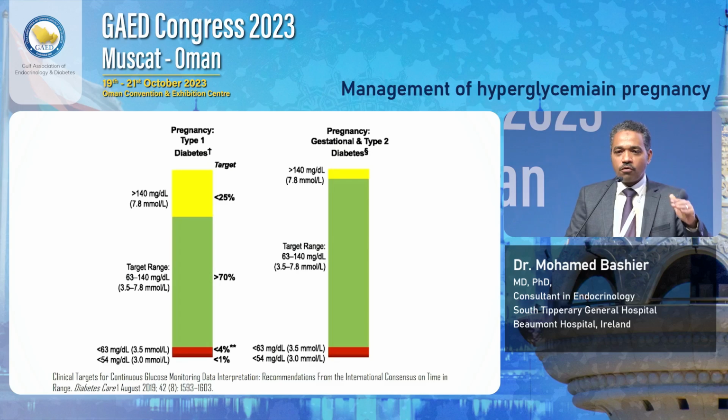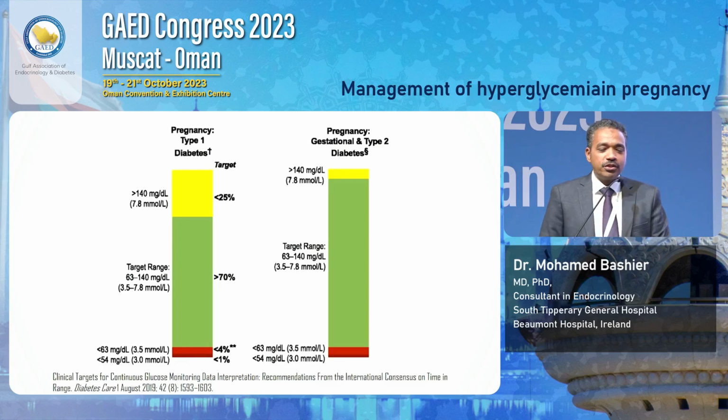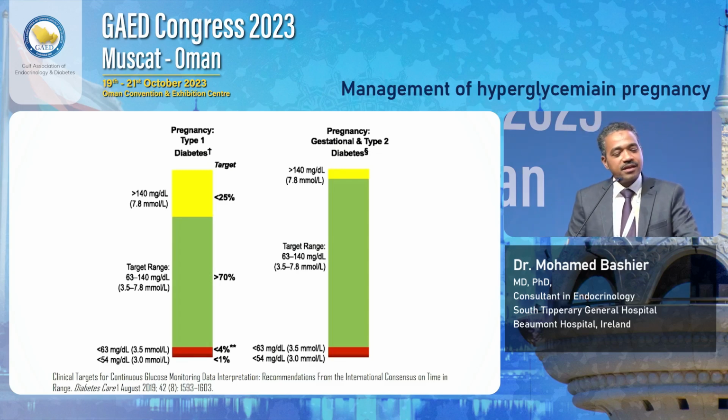All our type 1s are offered the CGMs. The consensus guidelines told us that you need to aim for 70% of the readings in type 1 diabetes, but they did not tell us how much you need to aim for in type 2 diabetes. And just leaving things loose is not a good idea. You need to have an anchor to work on. So in our guidelines, we decided to anchor it around 80%.